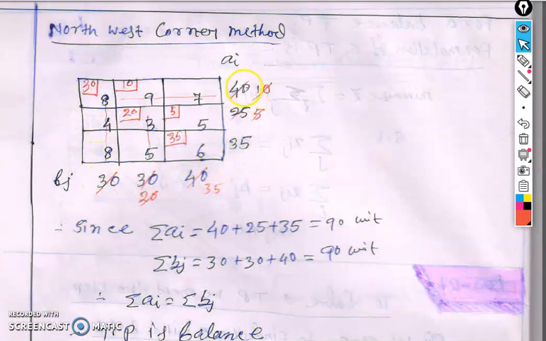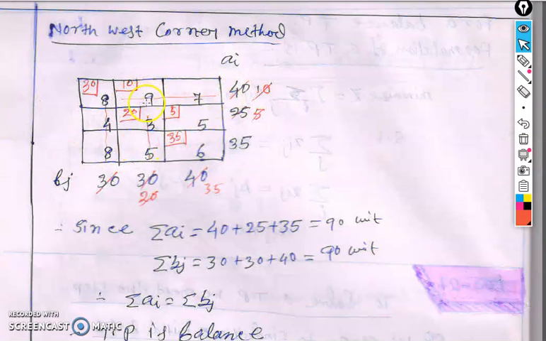Here the total supply is 40 plus 25 plus 35, that is 100, and this one is 30 plus 30 plus 40, that is 100. That means the total supply is 100 units and the total demand is 100 units. So it's a balanced transportation problem. You can start to make the initial basic feasible solution using the northwest corner method.